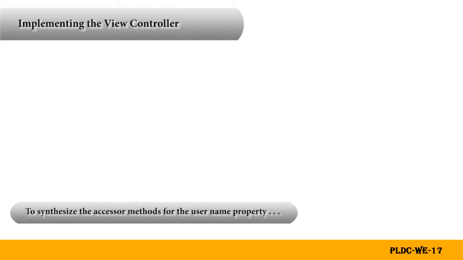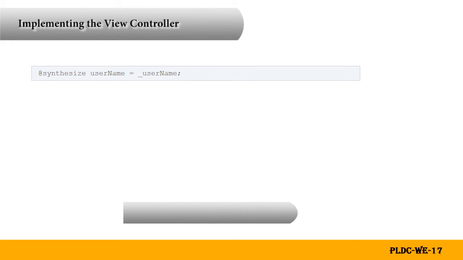To synthesize the accessor methods for the username property, in the project navigator, select Hello World View Controller M. After the Add Implementation Hello World View Controller line, add the following line of code. The addition of this code fulfills the accessor method requirement that Xcode warned you about, so the warning icon should disappear from the activity viewer.